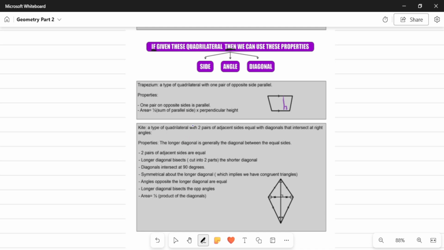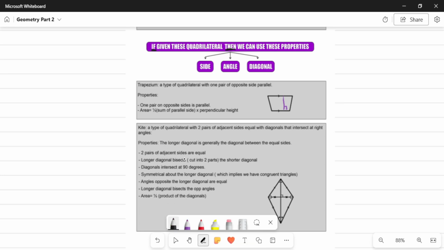A kite is a type of quadrilateral with 2 pairs of adjacent sides equal with diagonals that intersect at right angles. So basically, this is a kite. This side and this side are adjacent. This side and this side are adjacent. So this is one pair and this is the second pair. So they must have 2 pairs of adjacent sides equal with diagonals that intersect at right angles. Right? So let's discuss the properties.